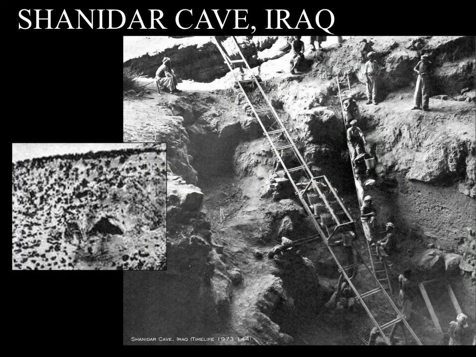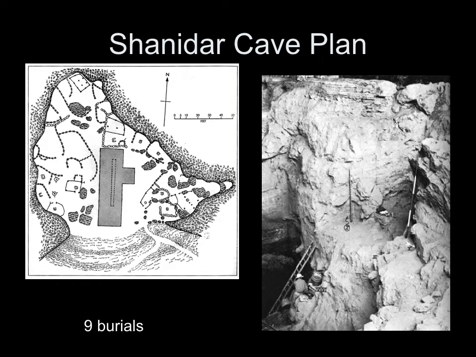Now, the cave itself was a lower level cave, so you can see in the early excavations how they had to take a ladder to access the lower areas, and all the objects that had to be removed had to be brought up through a rail system that was set up. Here is an image of the actual cave plan.